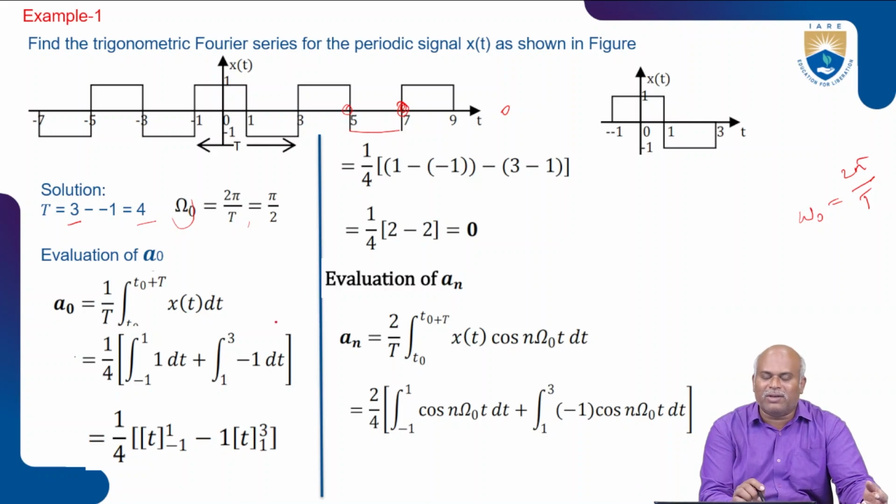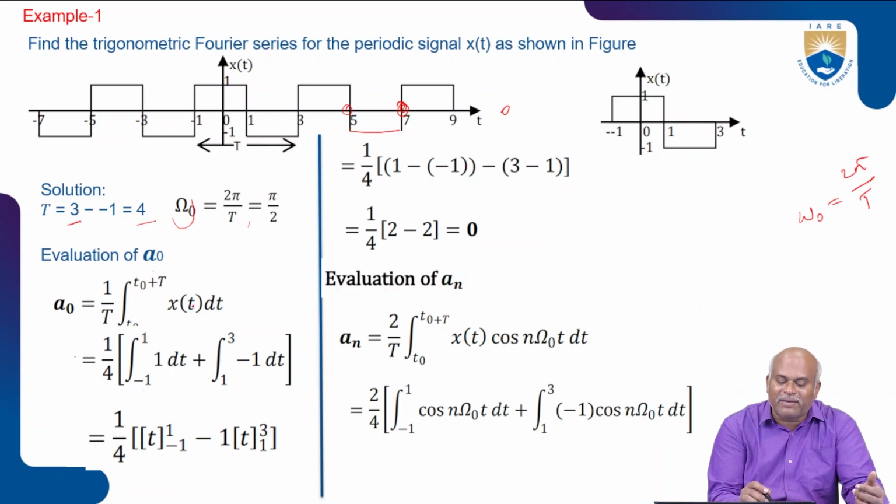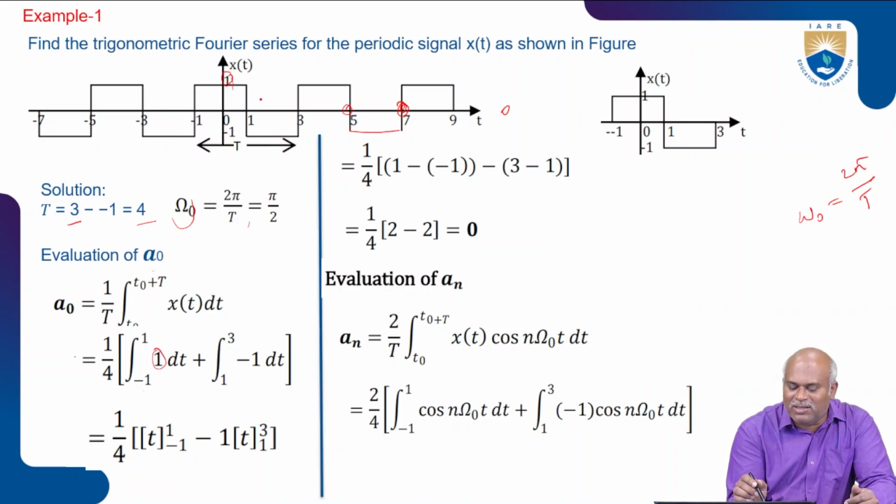After that, we need to evaluate the signal. So A0, we know the formula of the trigonometric Fourier series: A0 is equal to 1 by T integration from T0 to T0 plus T of x of t dt. Now we need to take the period. What is the period? 1 by 4. The x of t value is equal to the amplitude, which is 1, for minus 1 to plus 1.